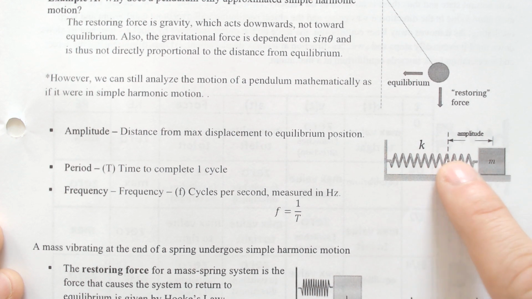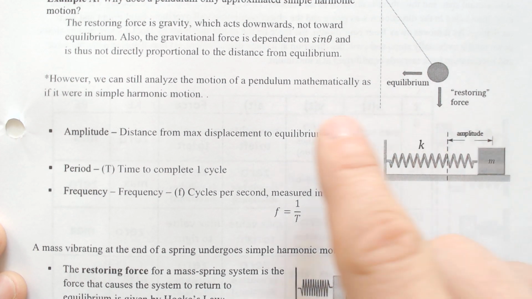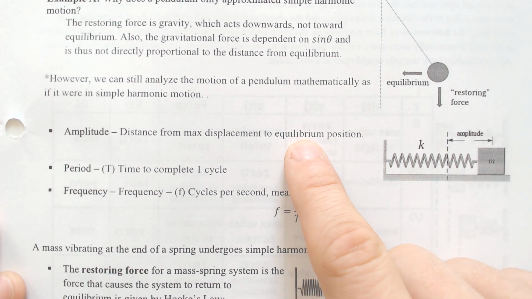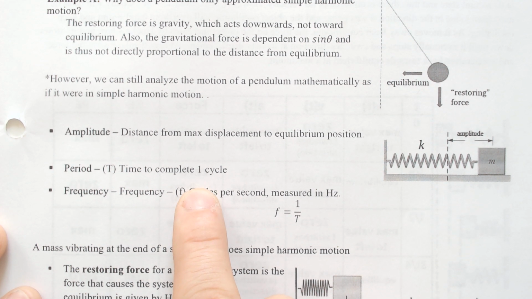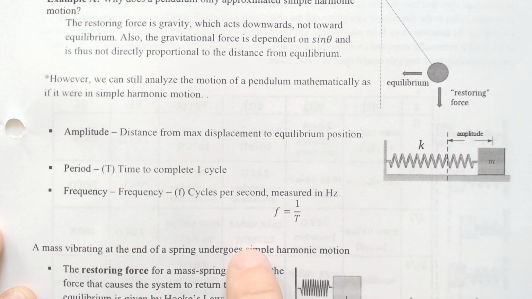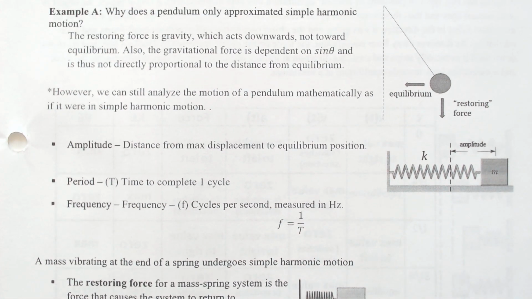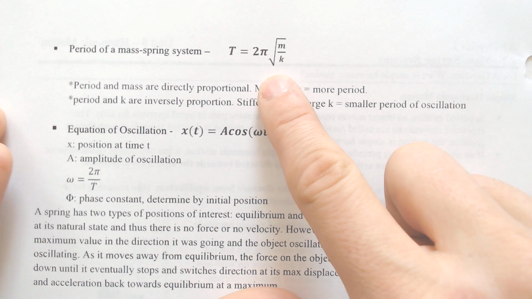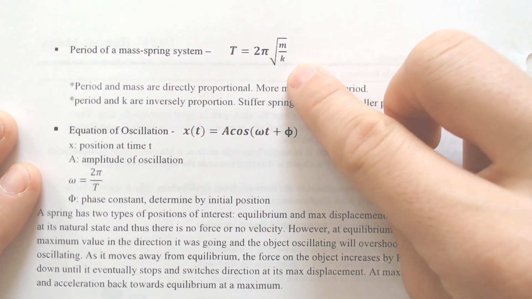Some things to pay attention to: sometimes you will call this value from here to here x, and other times you'll call it a for amplitude. They both mean the same thing. It is the distance that the spring is displaced from its equilibrium position. The period is the time it takes to complete one cycle, just like before, and the frequency, just like pendulums, is the amount of cycles it can complete per second, and it is measured in hertz. The period of a mass spring system is 2 pi times the square root of the mass divided by the spring constant.